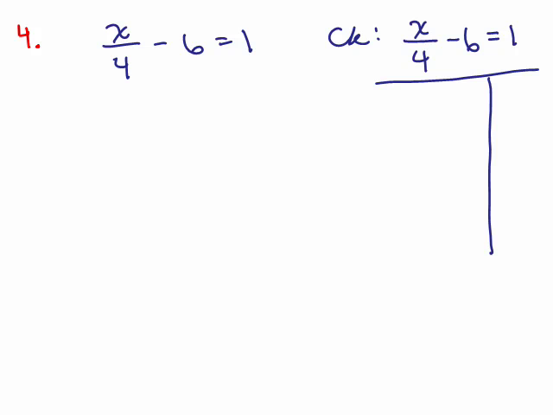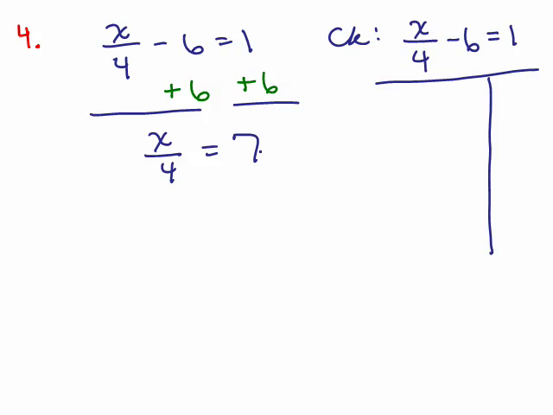Number 4. There are a couple ways to do this problem. First method is you've got the variable in one place, x over 4, and remember that's the same thing as 1/4 x. So I'd like to get rid of this minus 6. So I could add 6 to both sides. And that gives you x over 4 equals 7.